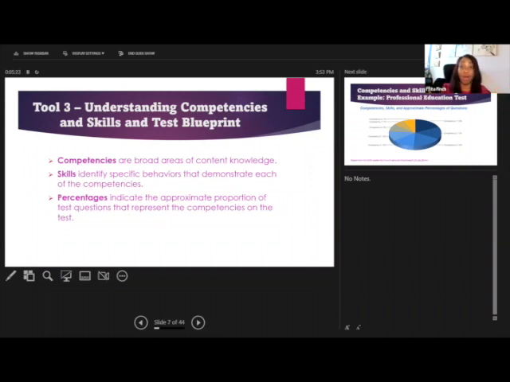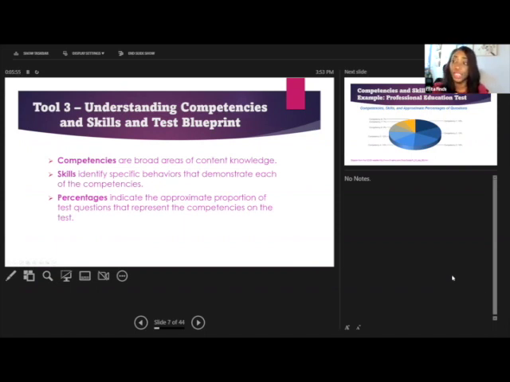Now, this is what I call your power vocabulary, okay? So these are words that you need to have ownership of as it pertains to being able to identify the difference between a competency and a skill, so that when you go into the test, you are familiar, and that's going to give you an added level of comfort on the questions. And then, of course, percentages, which indicate the approximate portion of test questions that represent the competencies in the test.